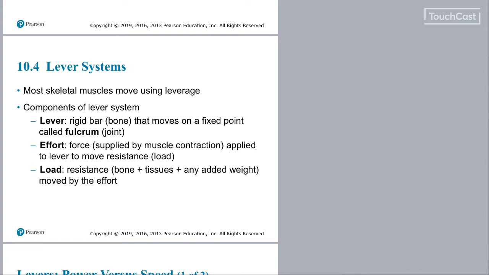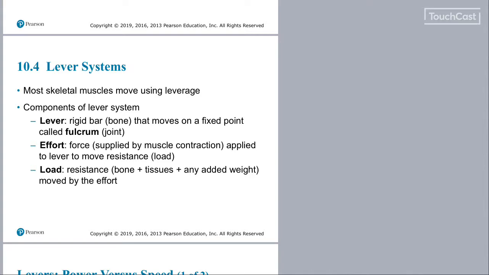Our body, joints specifically, is made up of an entire system of levers. A lever itself is a rigid bar, in this case a bone, that moves about a fixed point called a fulcrum. That fixed point would be a joint. It could be an elbow, a knee, etc. So that is your fulcrum.